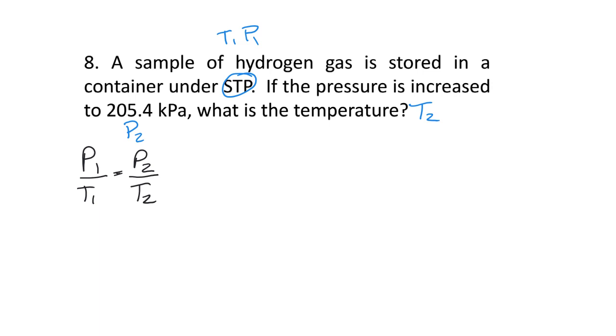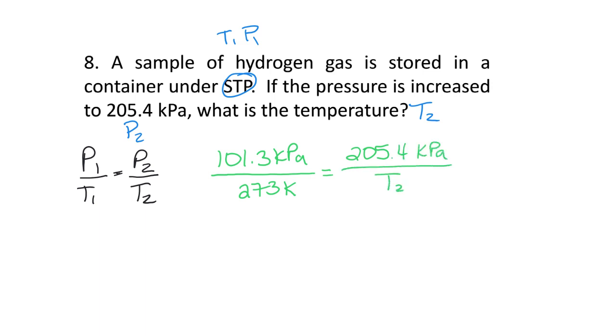Okay, so P1, now it's giving it in kPa for P2. So I want to make sure I use kPa for my P1. So standard pressure in kPa is 101.3 kPa. T1 is 273 Kelvin. Remember, standard temperature is 273 Kelvin, not Celsius. Okay, our P2 is 205.4 kPa. And of course, we're looking for T2. So do our cross multiplication thing.